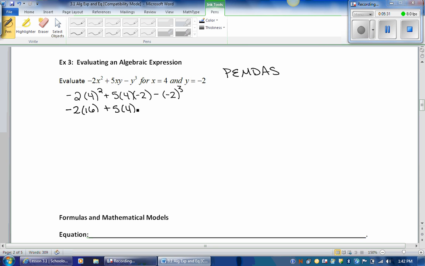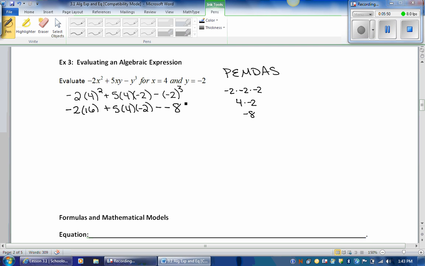I keep bringing everything with it. And then negative 2 cubed. So negative 2 times negative 2 times negative 2. Negative 2 times negative 2 is positive 4. Times negative 2 is negative 8. So minus a negative 8.